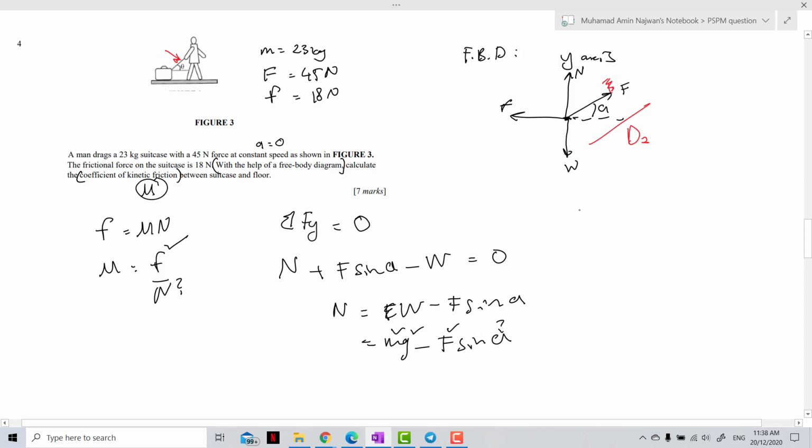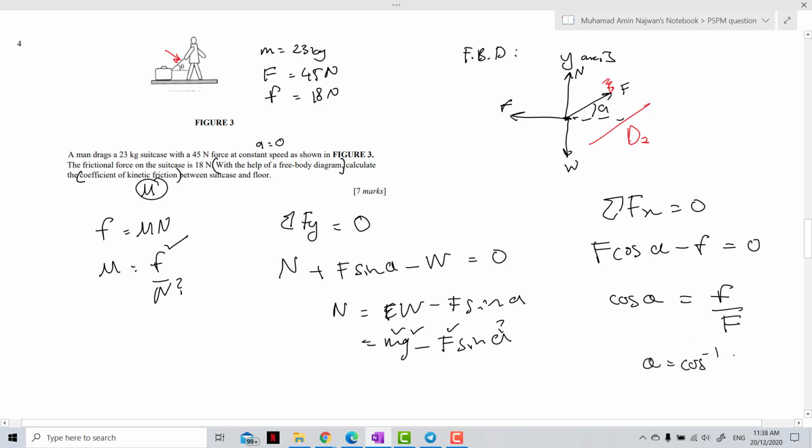Okay, so theta here you can find from actually using the summation of Fx sama dengan kosong. So ingat, when you're doing this question, satu komponen tak ada, you refer back to the other component. So, Fx sama dengan kosong. So, you dapat F cos theta tolak friction sama dengan kosong. So, cos theta sama dengan friction divided by external force. So, theta sama dengan shift cos of friction over external force. So, you dapat theta here is actually 66.42 degree.